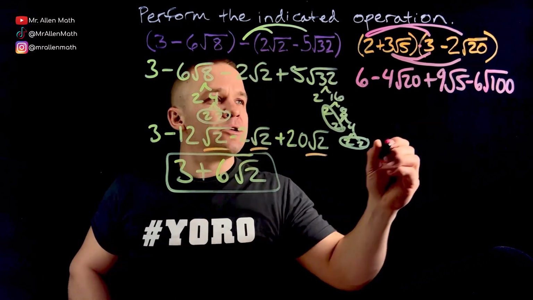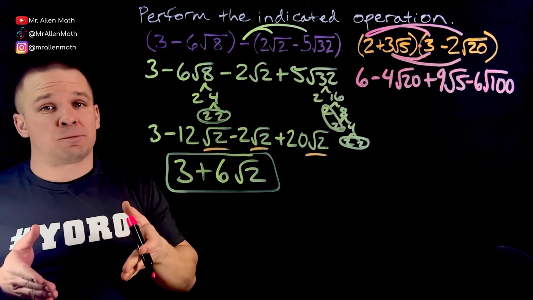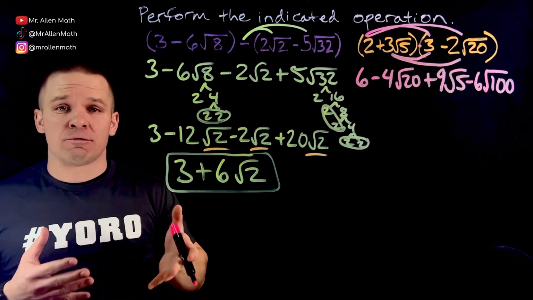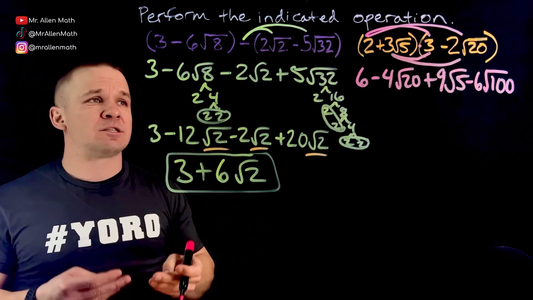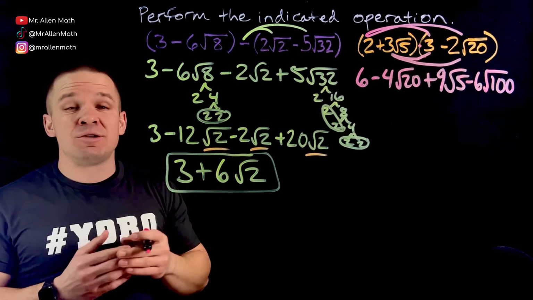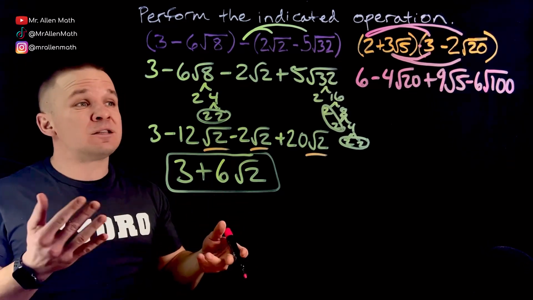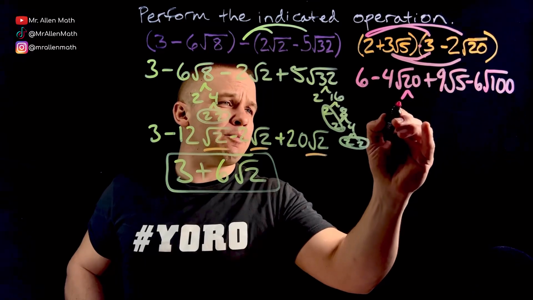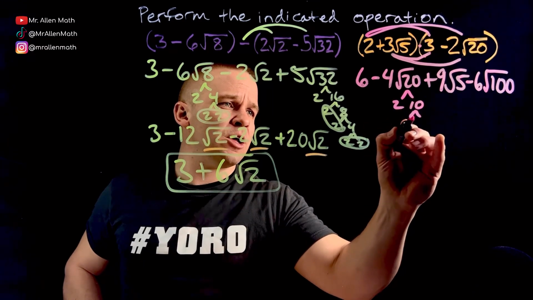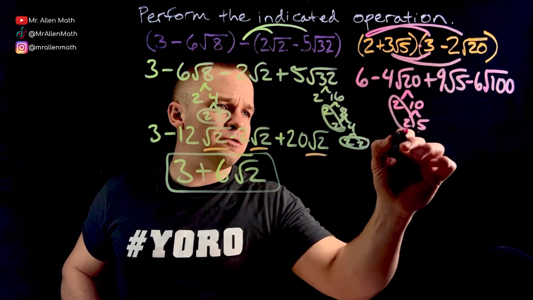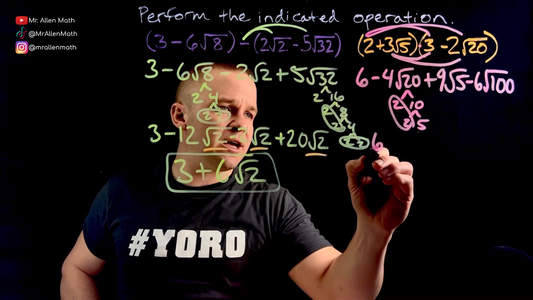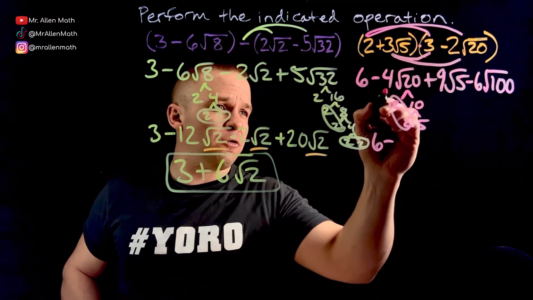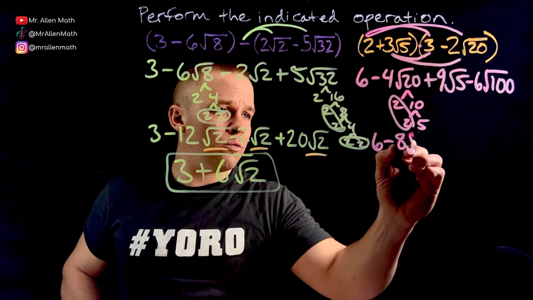So the numbers outside the radicals get multiplied together. The numbers inside the radicals get multiplied together in this process. Now what we can do is some simplifications of those radicals and see if we have any like terms. Well, this 20 can be broken down into 2 and 10, 2 and 5. I got a pair of 2's that comes out. So I'm going to have 6 and then minus, what's 4 times 2? That's going to be 8 root 5.